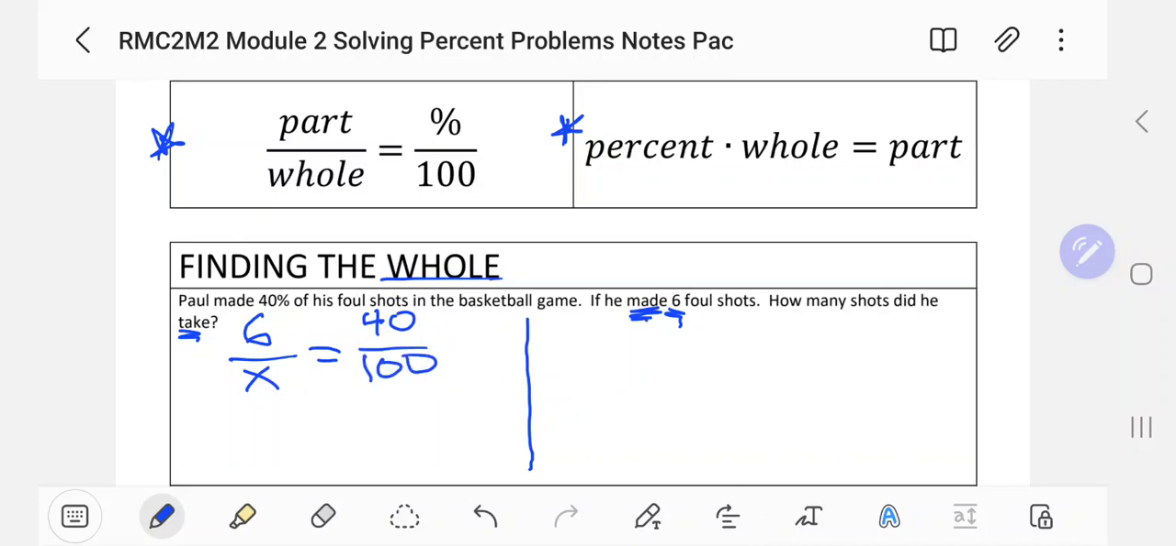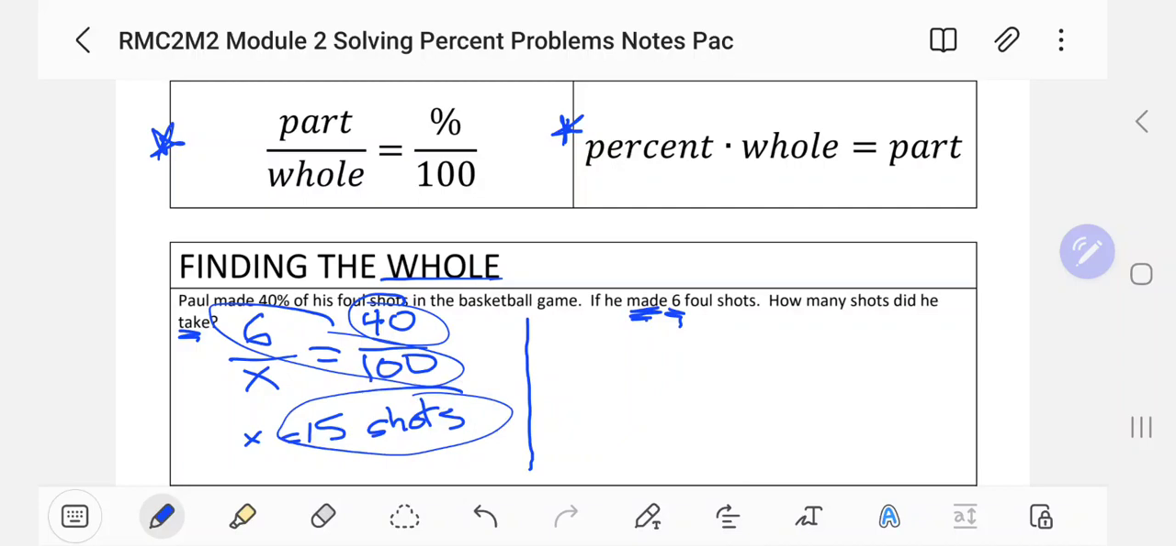All right, so then we cross multiply, we divide, and we get 15 shots. Woohoo, 15 shots. So practice that, multiply and divide, and see if you can get that. Now, remember, just copying, that's not going to really help you out. You have to really think about the answers, think about the process, think about why we chose to do what we did.